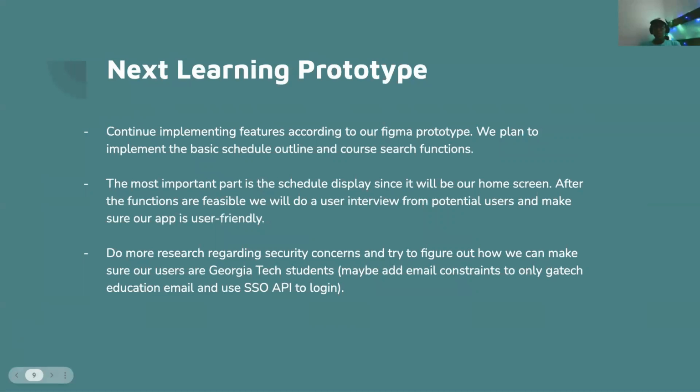For our next learning prototype, we want to match our app design styling with our Figma prototype, and we want to begin implementing the core functionalities of our app, the schedule display and integration of Georgia Tech course search functionality. After these implementations, we plan to perform more user testing to ascertain any design or functional improvements that can be made. We would also like to perform more research into how we could integrate the Georgia Tech SSO into our app's authentication system to handle security concerns over non-Tech students' accessibility to our app data.